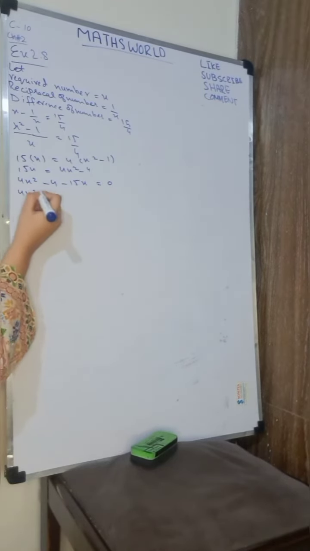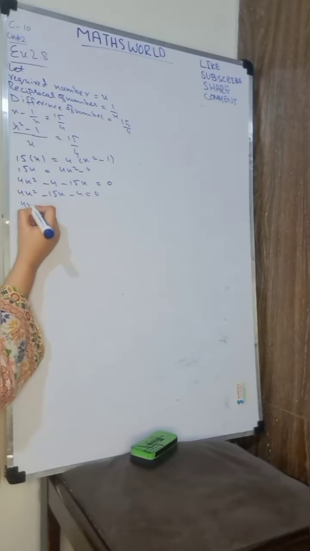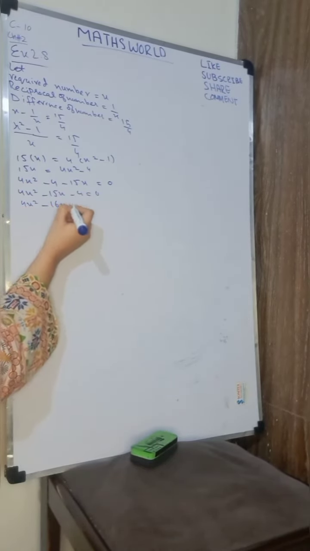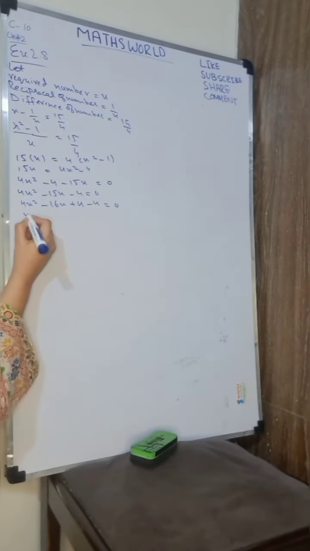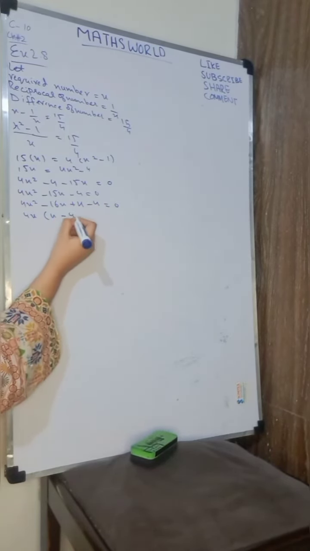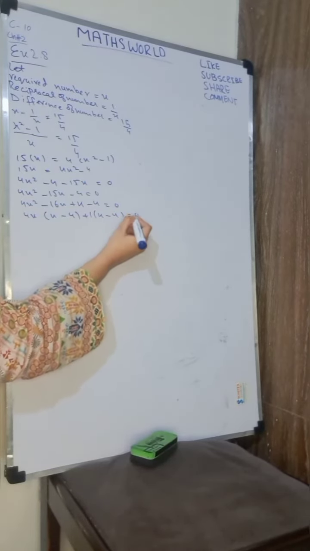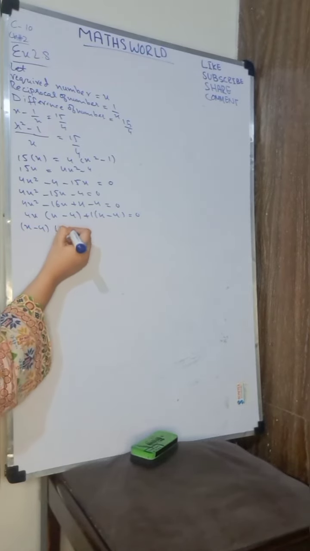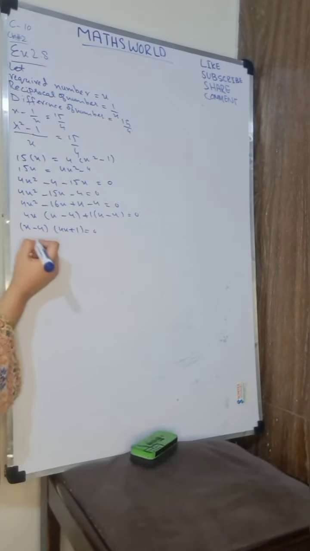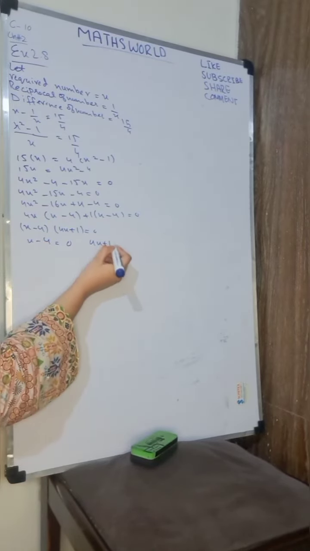Then 4x square minus 15x minus 4 equals 0. 4x square minus 16x plus x minus 4 equals 0. 4x into x minus 4 plus 1 into x minus 4 equals 0. x minus 4 into 4x plus 1 equals 0.